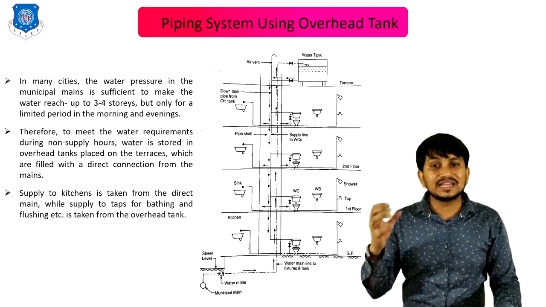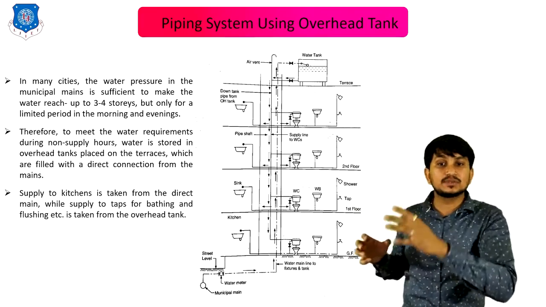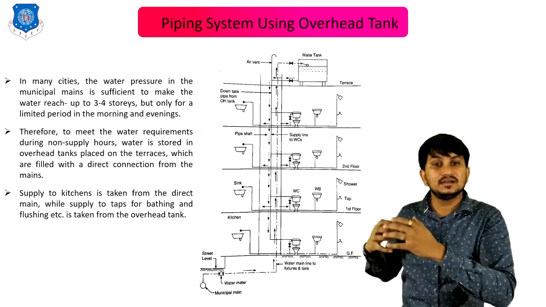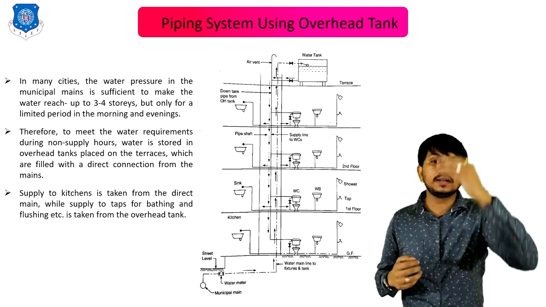Supply to kitchen is taken from the direct main, while the supply to various taps of bathroom or various other requirements in the building are from overhead water tank.